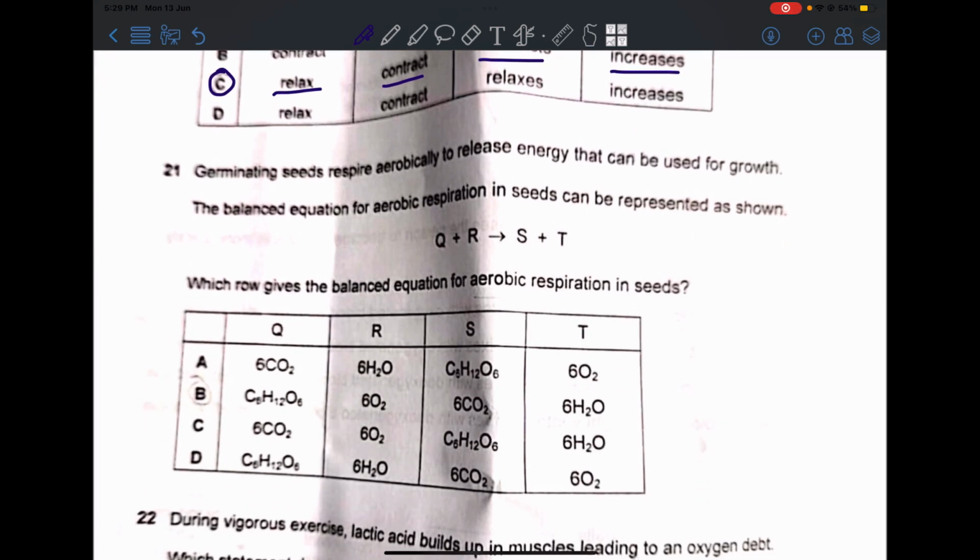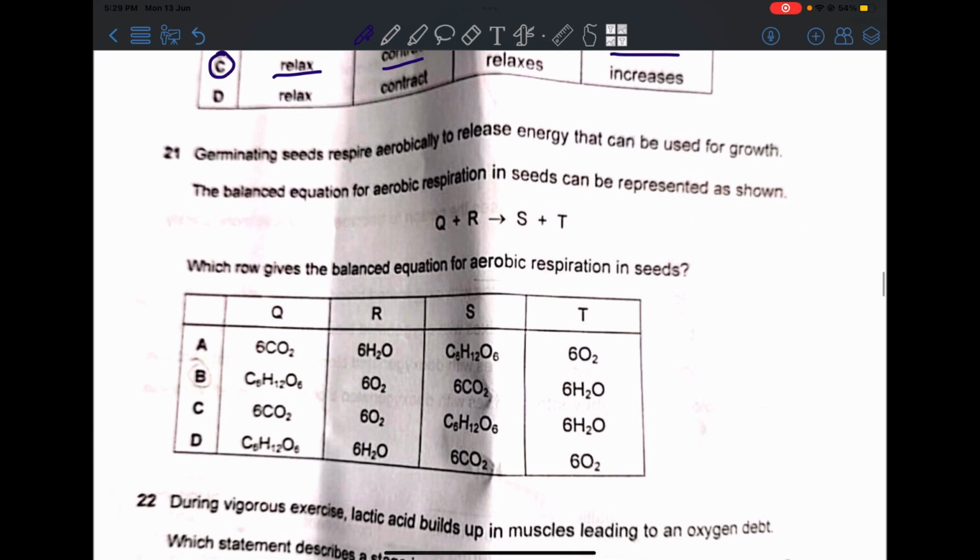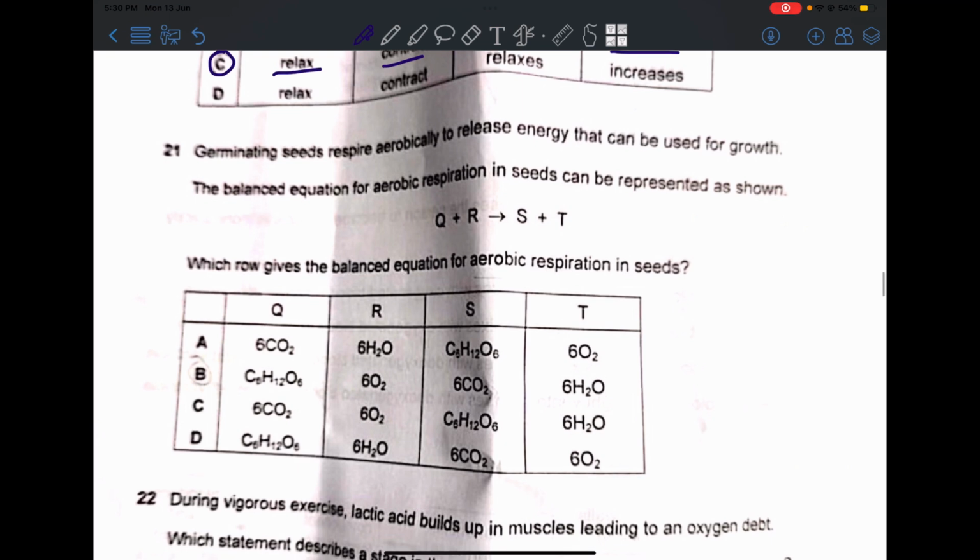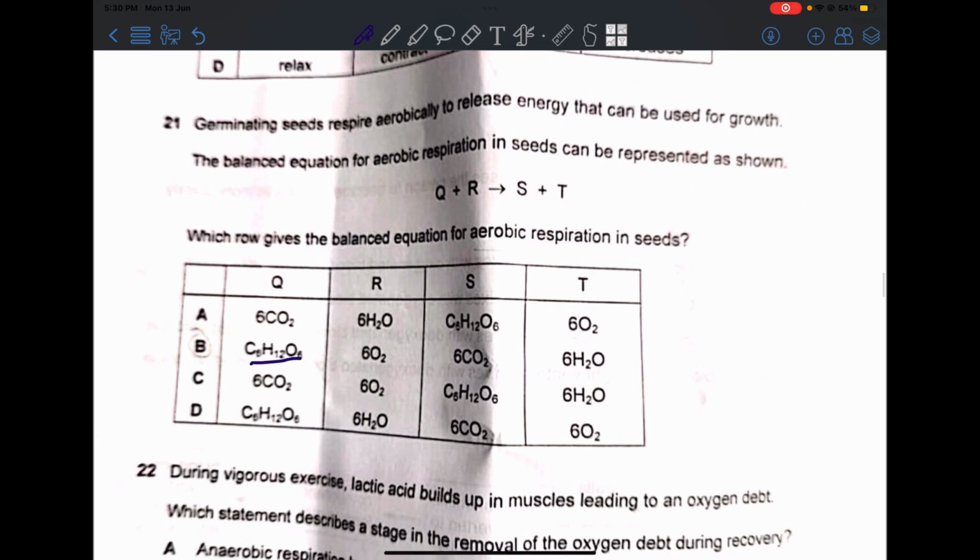21. Germinating seeds respire aerobically to release energy that can be used for growth. The balanced equation for aerobic respiration in seeds can be represented as shown. Which row gives the balanced equation for aerobic respiration in seeds? Now we know in aerobic respiration there is some sort of oxygen usage, so we're going to be choosing between B and C here. Now B says there is glucose and oxygen, and this is going to give us carbon dioxide and water.